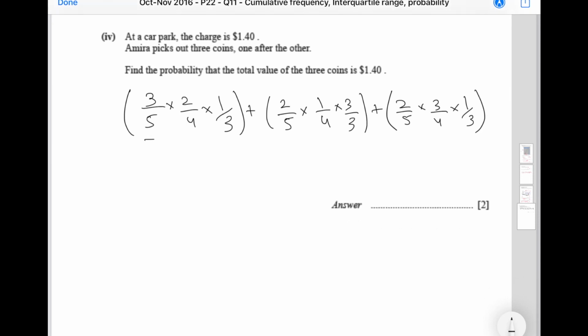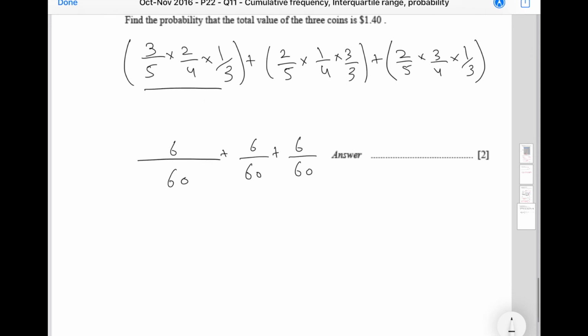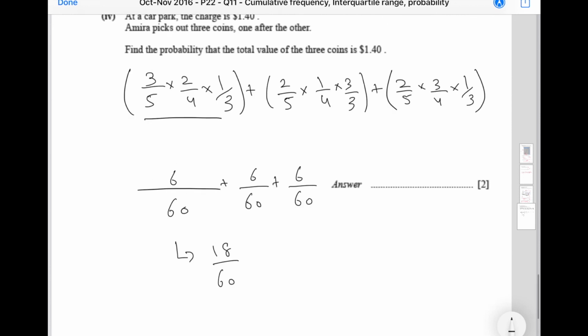So let's do this one first. What do we get? 5 4s are 20, 20 times 3 is 60, which is the base, and 3 times 2 is 6. Plus 5 4s are 20, 20 times 3 is 60 is the base over here again, and 2 times 3 is 6. Plus 60 is the base over here, and 2 times 3 is 6. So the probability that we get is 18 over 60, and this is our final answer, and the question is done.